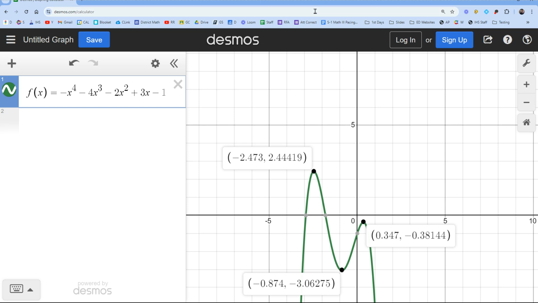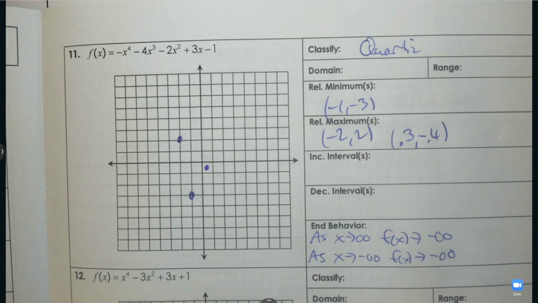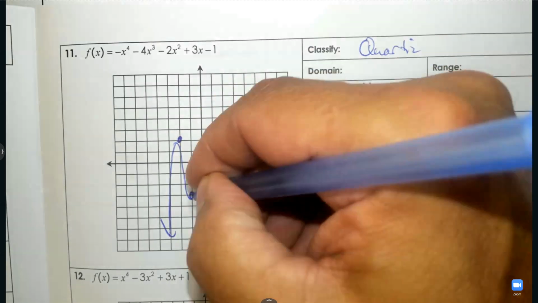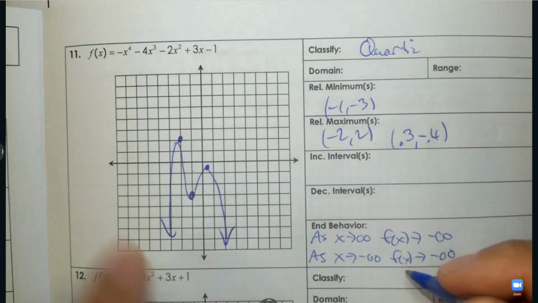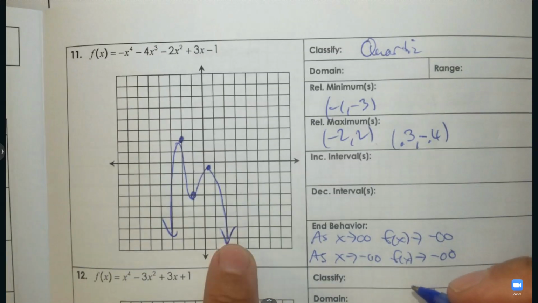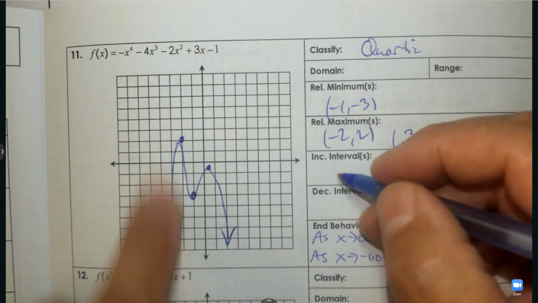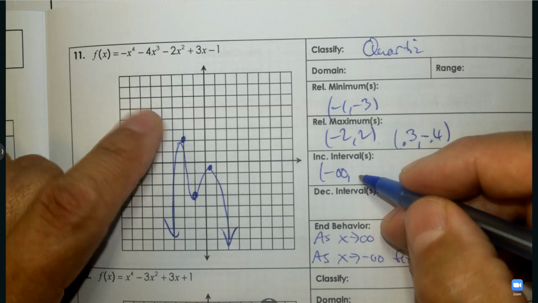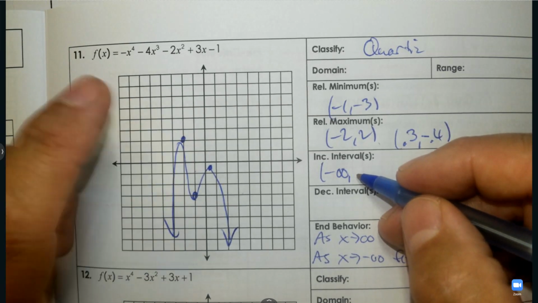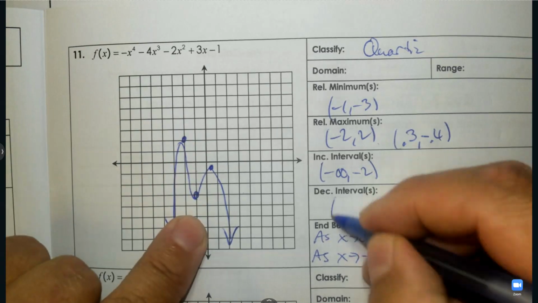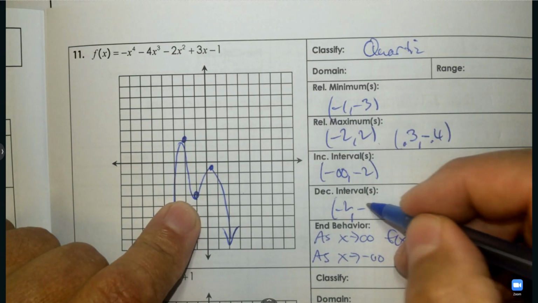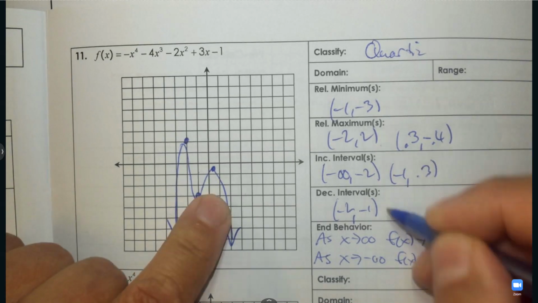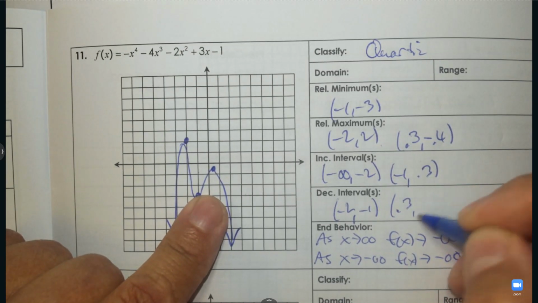And then I'm going to connect and make my graph and finish it. So both ends go down, connect through the turning points. This increases to begin with, up to this point, what is this one? -2. And then it goes down, so that's -2 to like -1. Then it goes up. That's -1 to 0.3, and then the last part goes down. That's 0.3 to infinity.